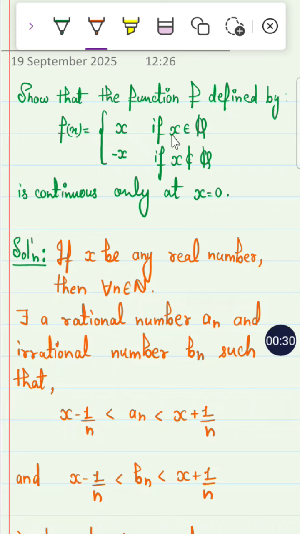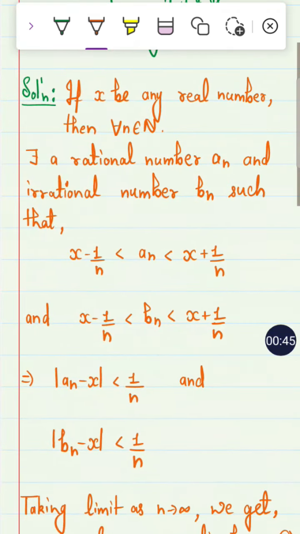But when x is a rational number, the function's value gives x, and when x is an irrational number, the function's value gives minus x. This is what we have to learn. Okay, now let us start.